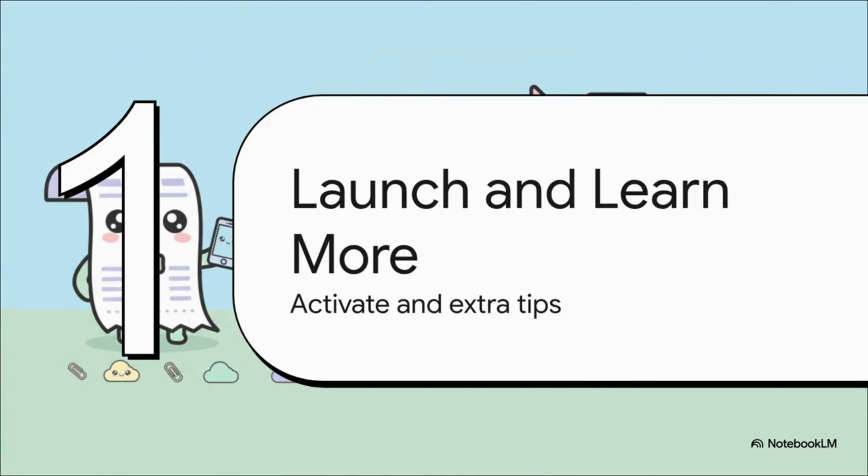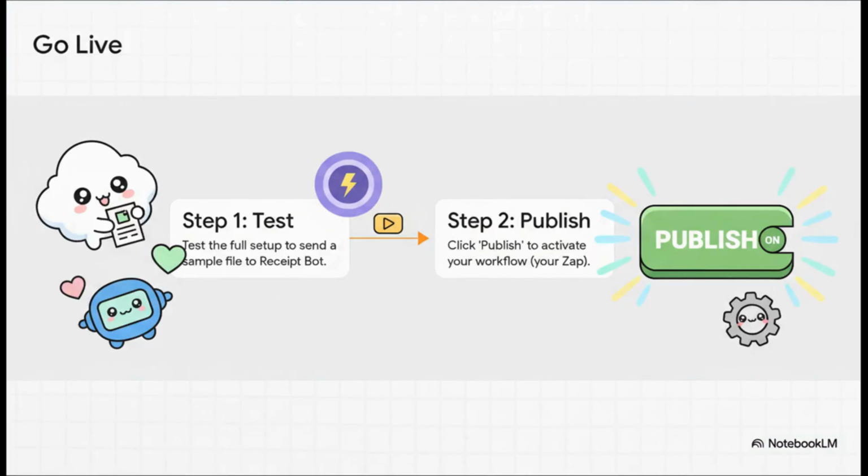We are so close. We are at the finish line. Let's get this thing live, and then I'll share a few extra tips with you. Zapier lets you do one final test run, just to make sure everything is working perfectly. It'll grab a sample file from your cloud folder and actually upload it to ReceiptBot for you. Once you see that little success message, you hit publish, and that's it. It's done. Your automation is now live, working in the background for you 24/7.